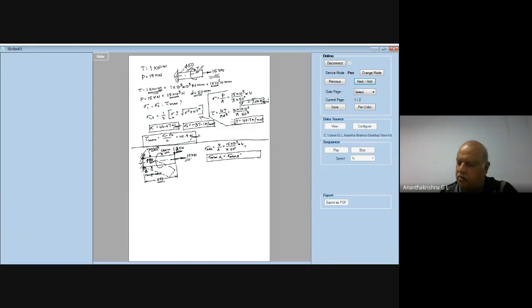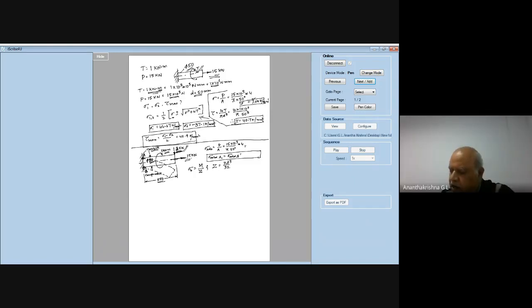Now, next is sigma bending because of the transverse load of 3 kilonewton. The equation is M by section modulus. What is the section modulus for a circular cross section? We have seen in the previous class. Z is equal to pi d cube by 32.